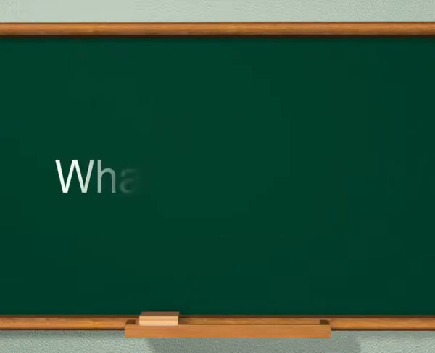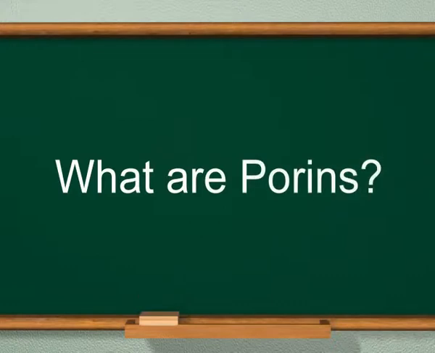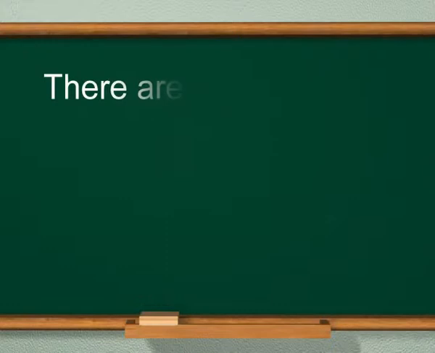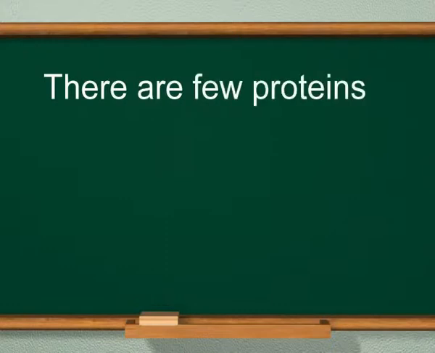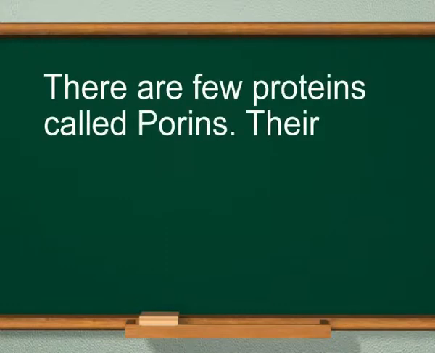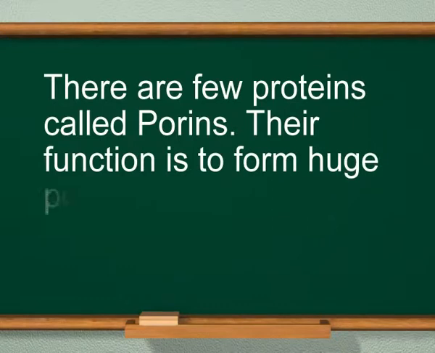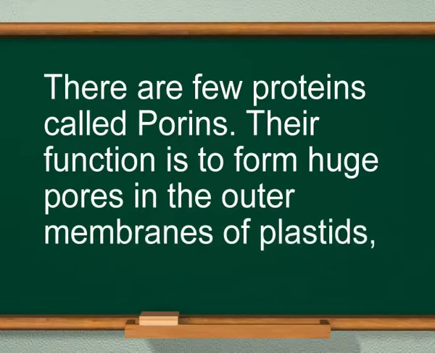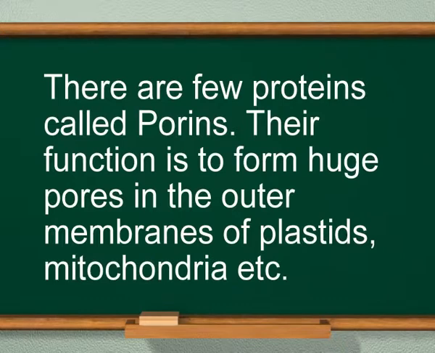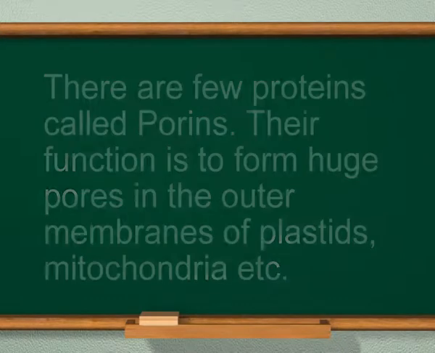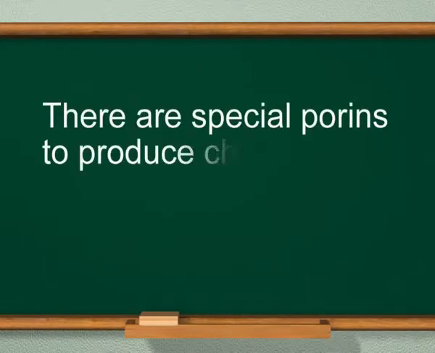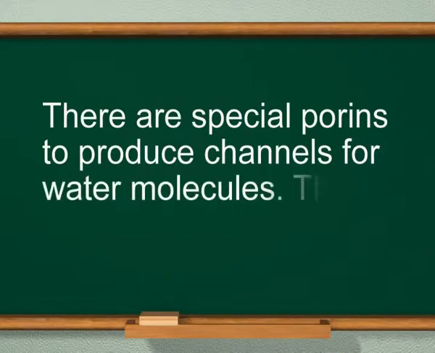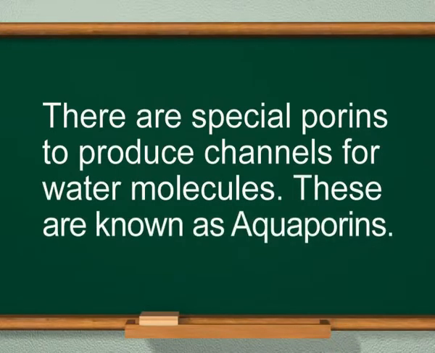The next question is, what are porins? Answer. There are few proteins called porins. Their function is to form huge pores in the outer membranes of plastids, mitochondria, etc. There are special porins to produce channels for water molecules. These are known as aquaporins.